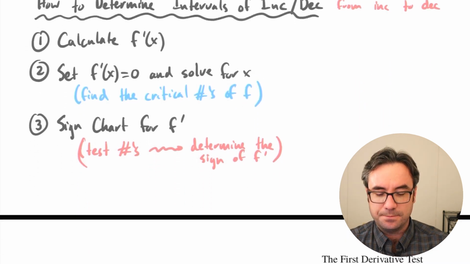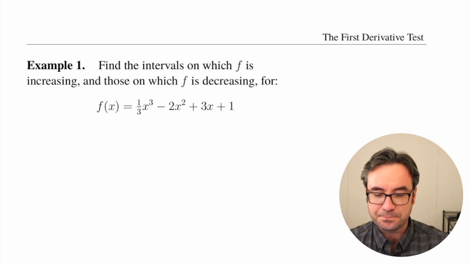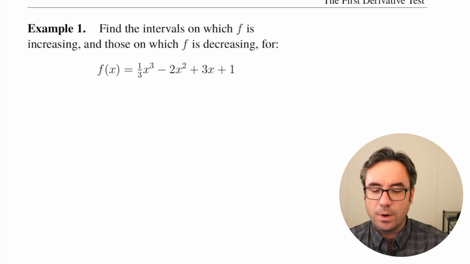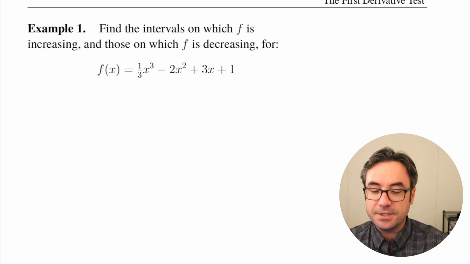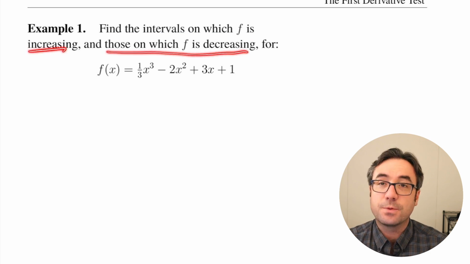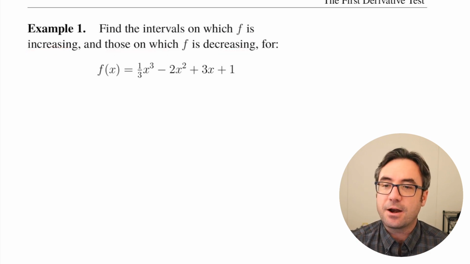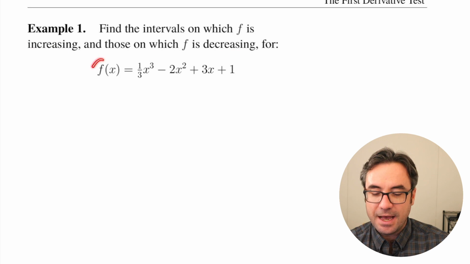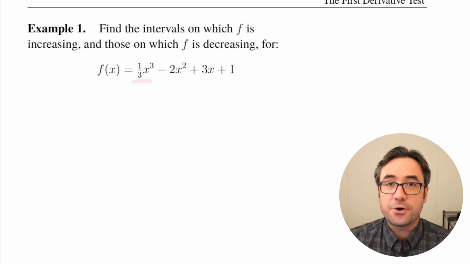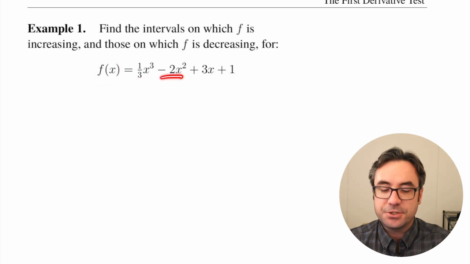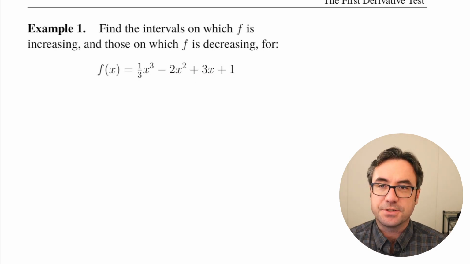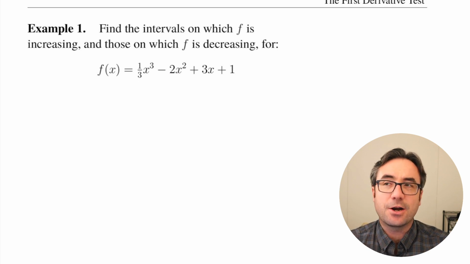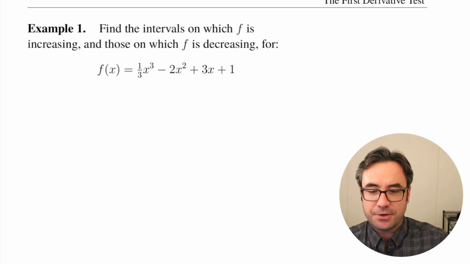Let's try an example where we put this into practice. So let's look at example 1. We're going to find the intervals where this function f is increasing, and then the intervals where f is decreasing. Our function here is f of x equal to 1/3 x cubed minus 2x squared plus 3x plus 1. All right, so what are the steps again? Well, the first step is we've got to get our derivative. So let's calculate it.